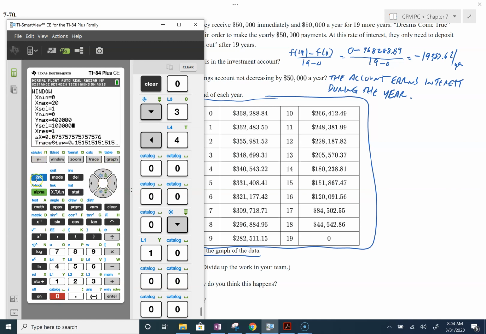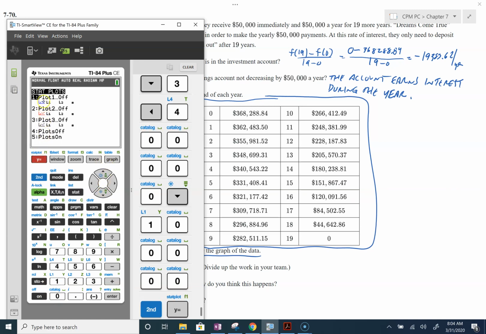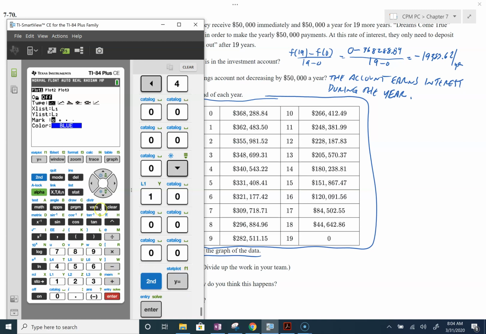And then if we go to stat plot, we can make sure plot 1 is on, which mine is off right now, so I'll turn that on. And it's graphing list 1 versus list 2, which is what I want. So then when I draw the graph, that's what I get. And so that looks like it might be in the shape of a parabola, an upside down parabola. Might possibly go through those data points.